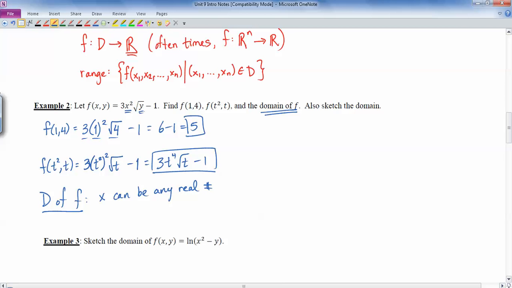But y is stuck underneath a root, so y has to be greater than or equal to 0. And so really, since x can be anything, the only real restrictions are on y. So y is greater than or equal to 0 is our domain.